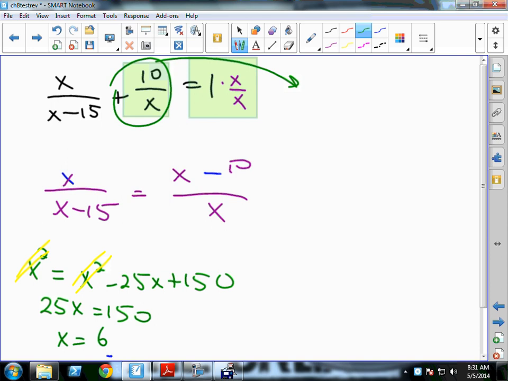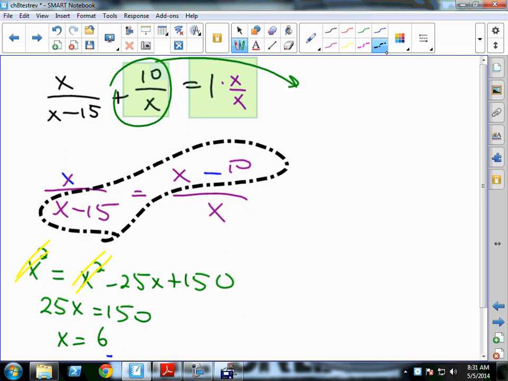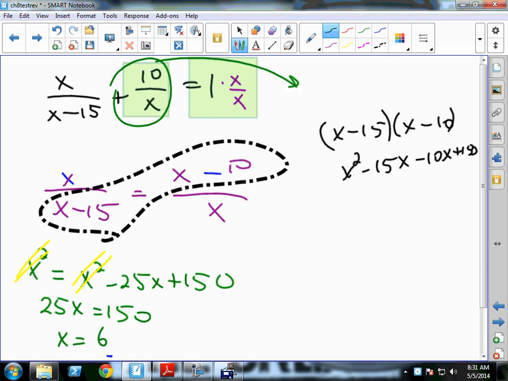So the question is, where did x squared minus 25x plus 150 come from? That was a result of the cross product right here. When I do that cross product, I've got x minus 15 times x minus 10, and FOILing gives me x squared minus 15x minus 10x plus 150. Okay. Good question. How we doing? All right? We've got a few more to get through. 2 more, actually.